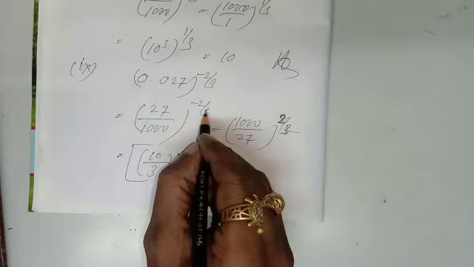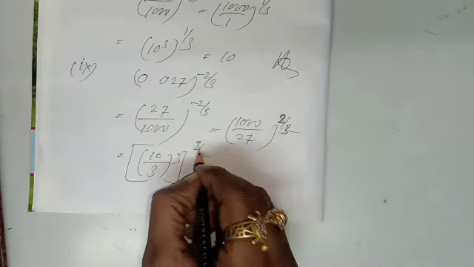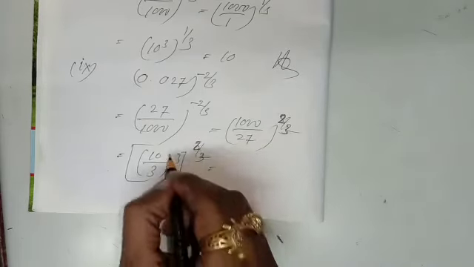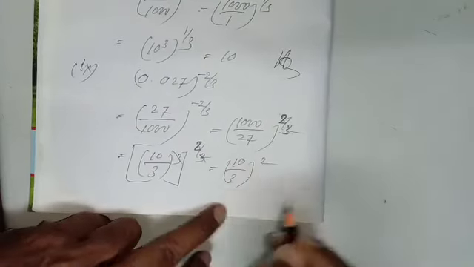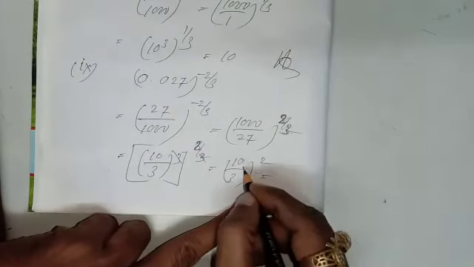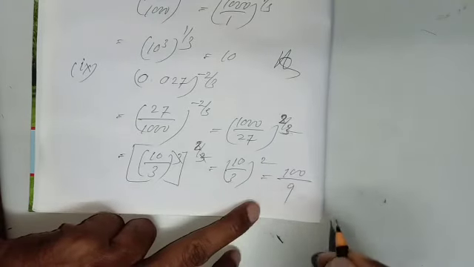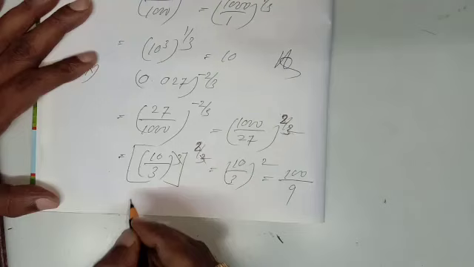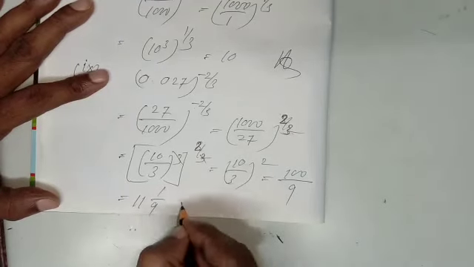Here minus 2 by 3 is converted to a positive power by reversing the fraction, so the power will be 2 by 3. Now this 3 cancels. What is left here? 10 by 3 whole square. 10 by 3 whole square means 10 multiplied 2 times, that will be 100, and 3 square means 9. So it is 100 by 9. You can also write it as a mixed fraction: 11, 9 elevens are 99, so 11 and 1 by 9. This is the answer of this question.